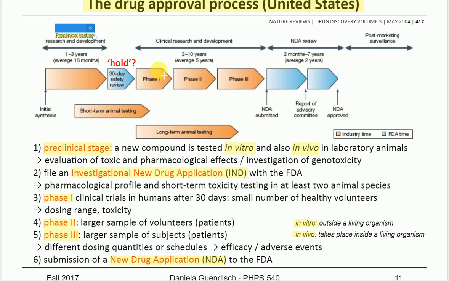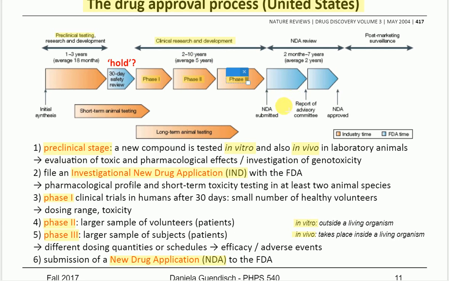And then comes the clinical research and development stages. So this can take about 2 to 10 years, an average of 5 years. And during this process, you start working with your patients, or human subjects. Phase 1, phase 2, and phase 3. This one, originally it was short-term animal testing, and this one is long-term animal testing because it's 2 to 10 years.